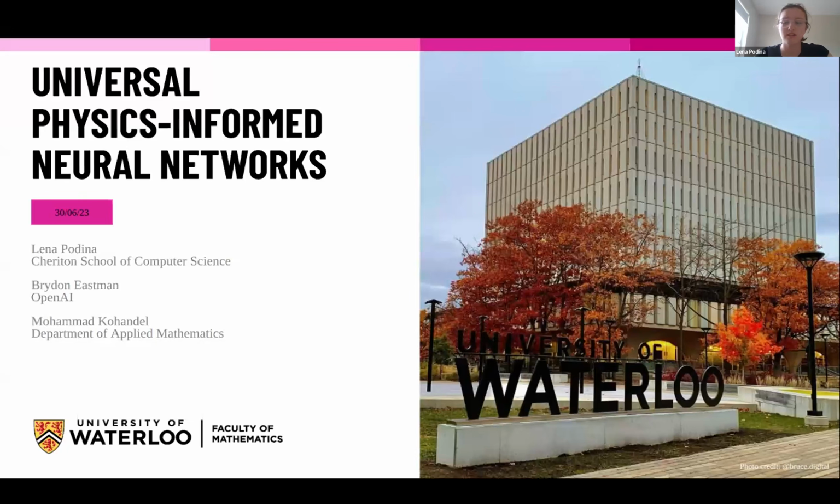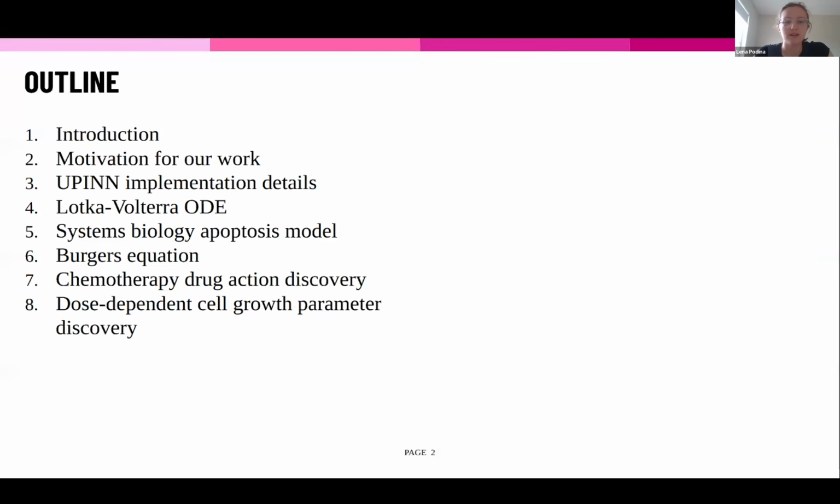Hi, my name is Lena. Today I'll be talking about universal physics-informed neural networks. This is a joint work with Bryden Eastman and Mohammed Gahandal. I'm going to start with a bit of an outline for what I want to cover. I'm going to start with an introduction, some motivation for our work. Then I'm going to get into UPIN implementation details. And the latter half of the talk is going to be about applications of UPINs, mostly in the biology area.